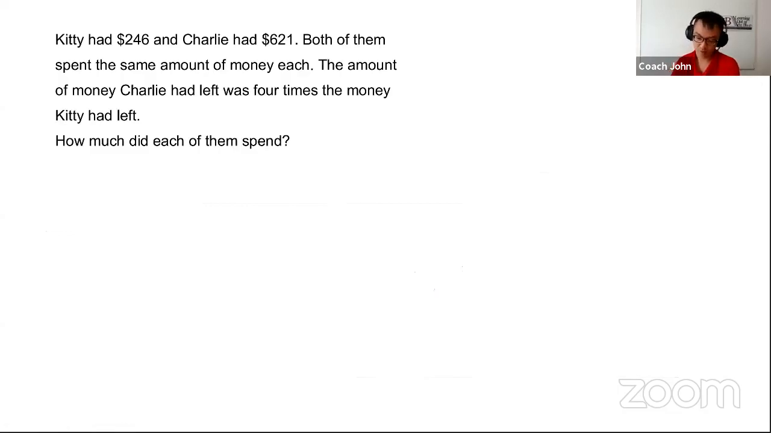Okay, so again, when you see a question, remember you must always highlight the keywords. It's a very good practice that you need to do all the way from now to PSLE, to Sec 4 and university. Okay, so now: Kitty had $246 and Charlie had $621. So let's name it sentence 1.